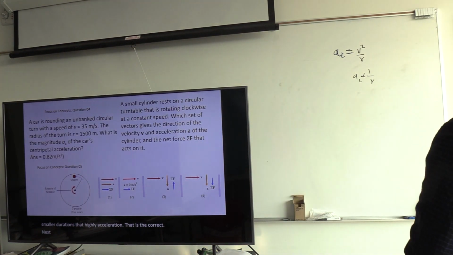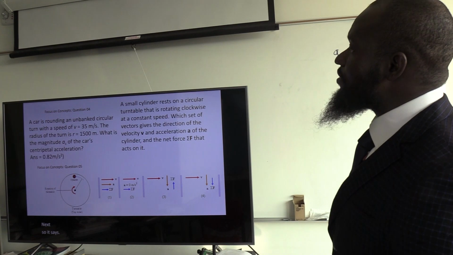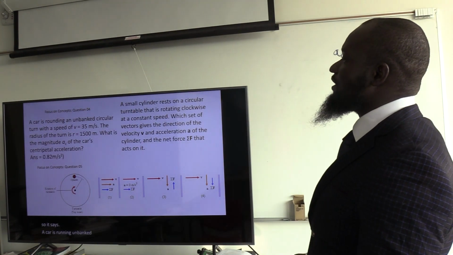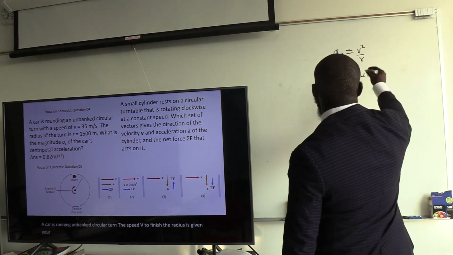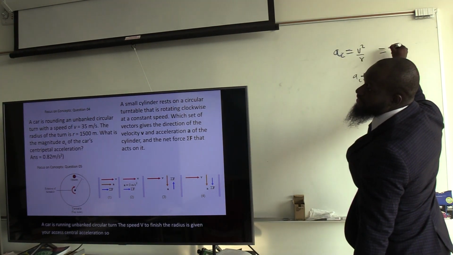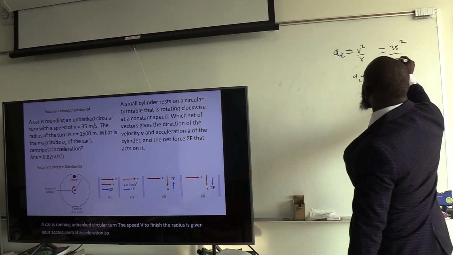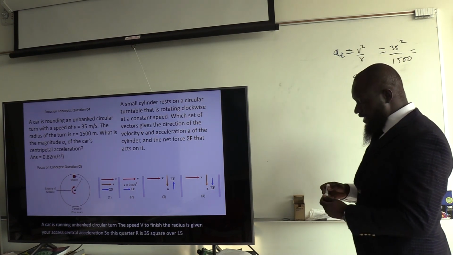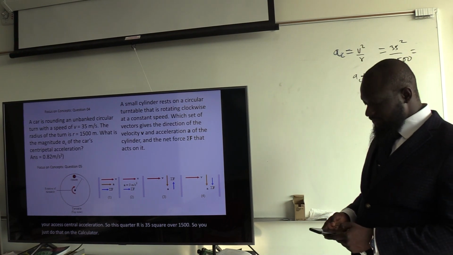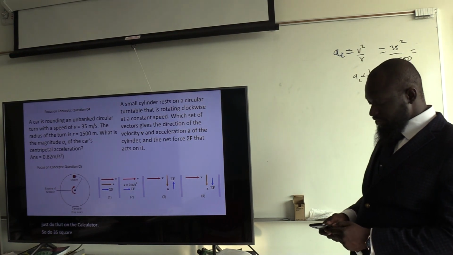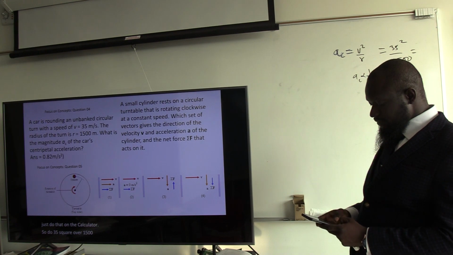Next, it says a car is rounding an unbanked circular turn with a speed v of 35 meters per second. The radius is given. You are asked for the centripetal acceleration. So v squared over r is 35 squared over 1500. You just do that on your calculator. So let's bring that out. 35 squared over 1500 will give us our centripetal acceleration. See what that gives us.